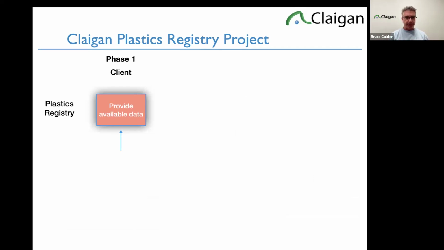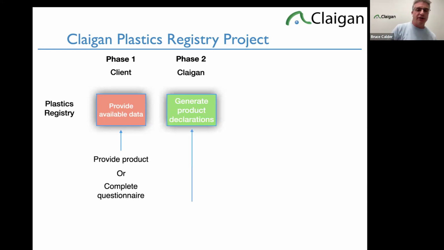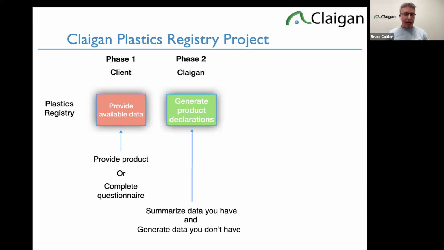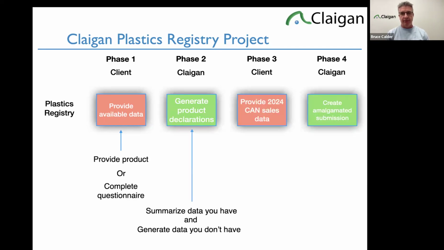And we'll talk about the timeline. So you provide available data, which you can give us the product, and it's easy, or you can complete the questionnaire. So once we've started the project, it's just provide a product or complete questionnaires, or you might do it, hey, I have six represented products, you give us 3 and you complete the questionnaire of the other 3. All fine. Phase 2, we generate the product declaration. We summarize the data you have and generate the data you don't have. Phase 3, we need your sales data, and then we amalgamate it and support your submission.